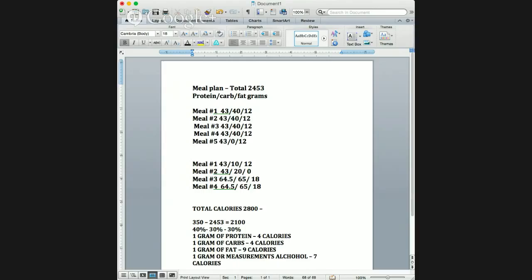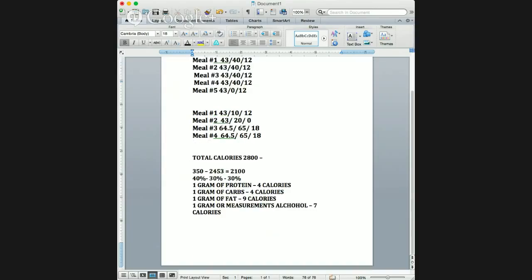Okay, so what I would then do here does take a little bit of work, but this little bit of work is going to give you long-term success and make sure that you're keeping and managing what you're doing on a daily basis. So all I would do is take my 2,100 calories and multiply it by my percentage. So just for instance, 2,100 times 0.4, okay?